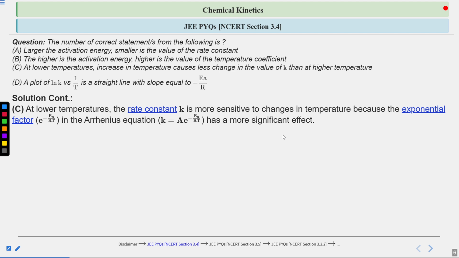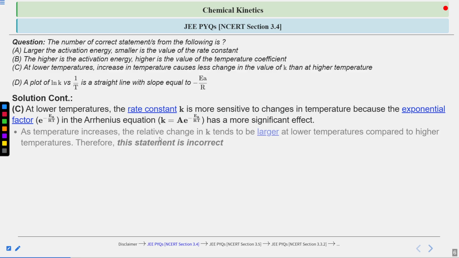So if the exponential factor is increasing or decreasing in the Arrhenius equation, that means it is going to affect the rate constant if the value of the temperature is lower already. As temperature increases, the relative change in the rate constant tends to be larger at lower temperature compared to higher temperature.